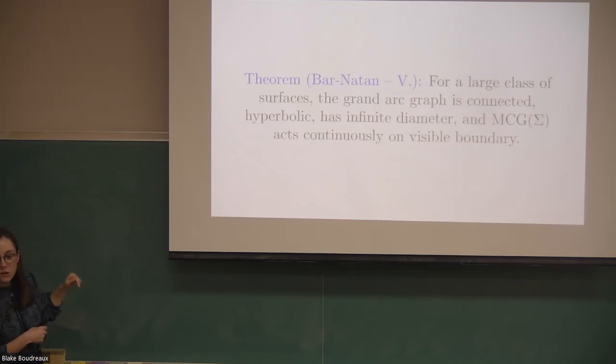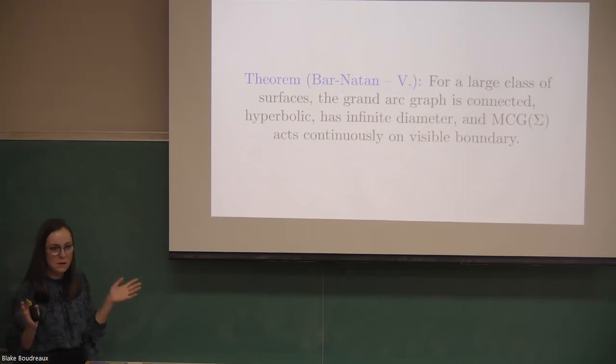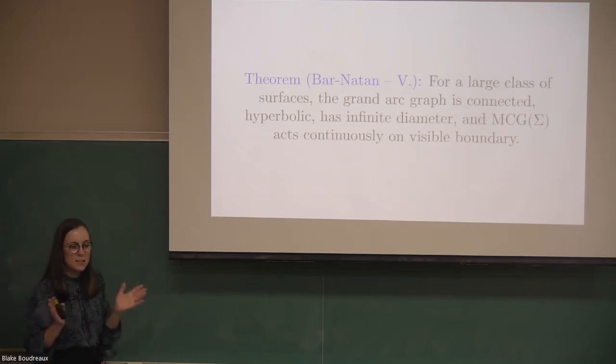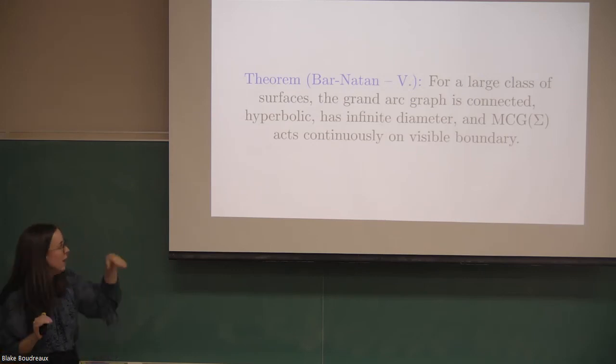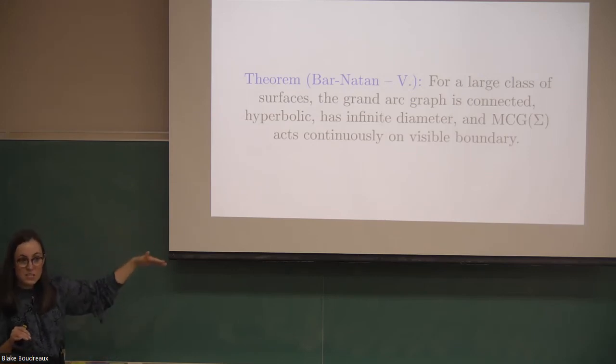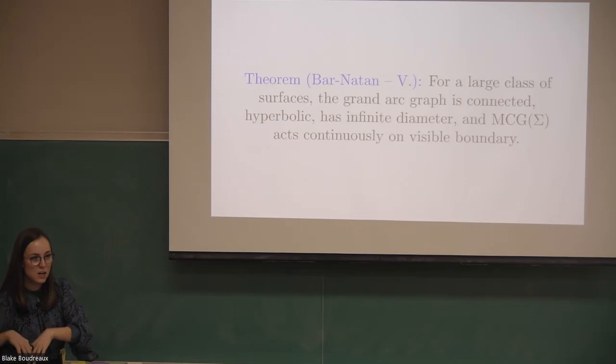Assaf and I were able to show that for a very large collection of surfaces, the grand arc graph is connected, hyperbolic, has infinite diameter, and the mapping class group acts continuously on the visual boundary. I don't want to talk about the last part. The reason why we care about continuity on the boundary is so that we can kind of understand the action in a nice way, so that it's not totally discontinuous and does something completely out of control.